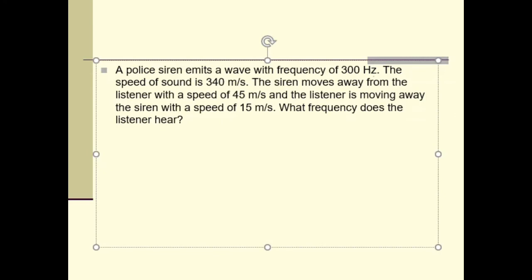Okay, so let's solve. A police siren emits a wave with a frequency of 300 Hz. The speed of sound is 340 meters per second. The siren moves away from the listener with a speed of 45 meters per second. And the listener is moving away from the siren with a speed of 15 meters per second. So they are both moving away from each other. What frequency does the listener hear?